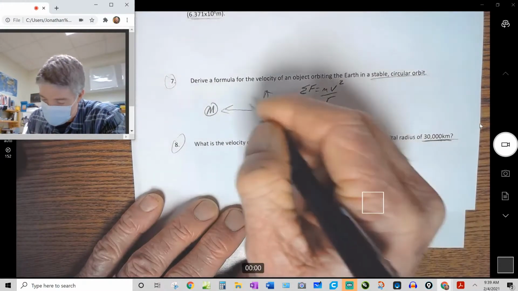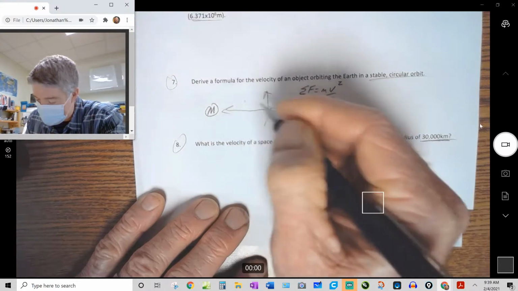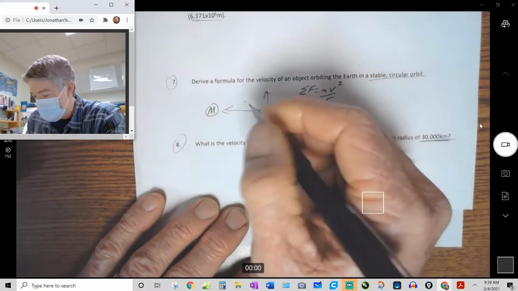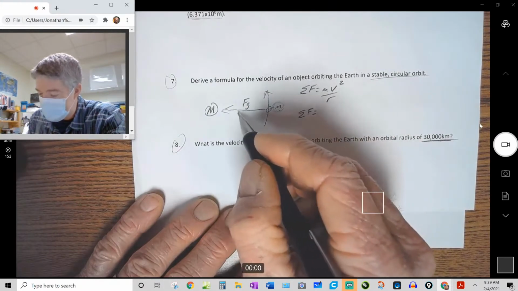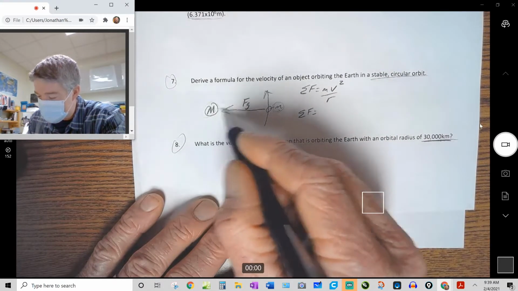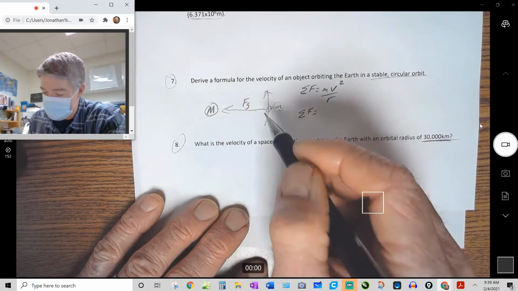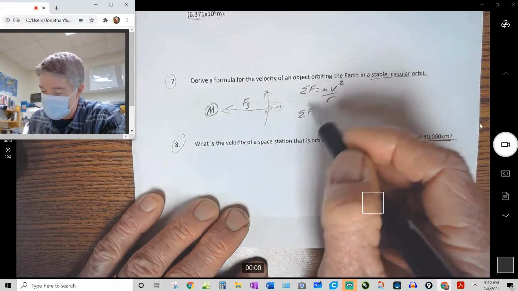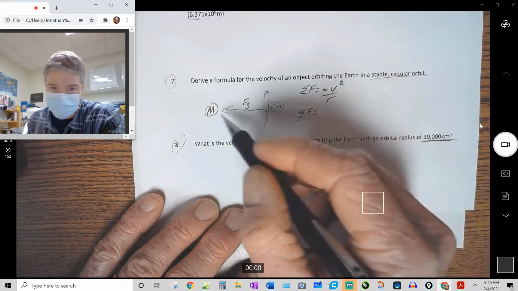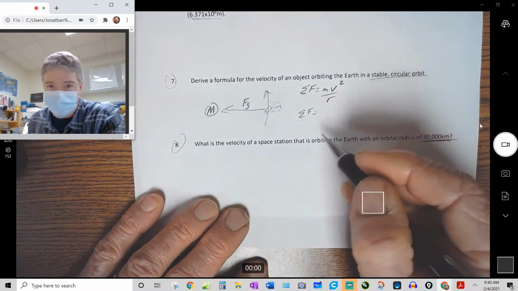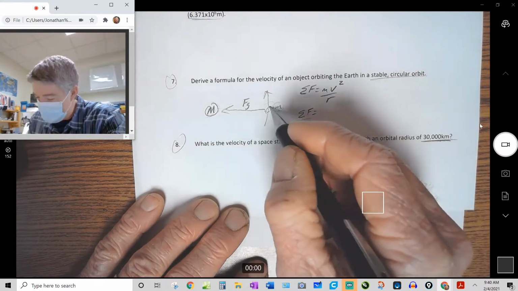It is the net force, and the kind of force is gravity. So gravity is pulling this straight in. It's also pulling this straight out, but we're just focusing on this object right now. So these two expressions of net force only apply to the orbiting body, not the thing that's being orbited. So there's only one force acting on this.